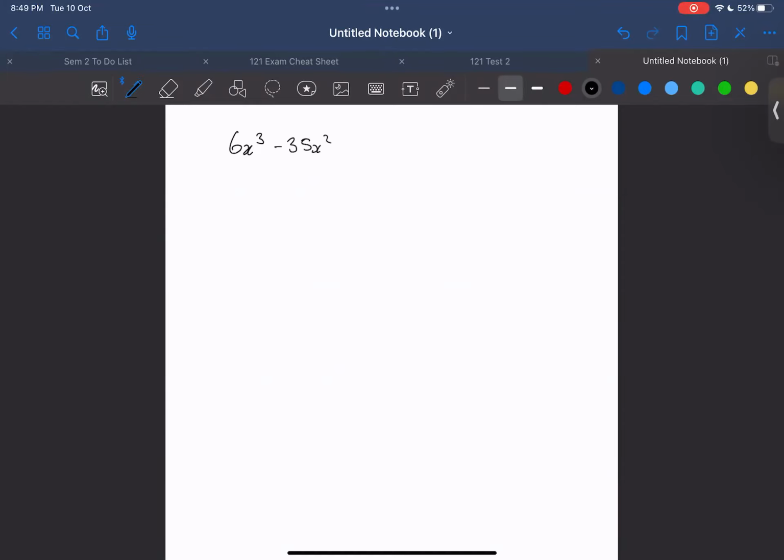Wait, what? 6x cubed minus 35x squared plus 47x minus 12. Okay, so imagine you get this cubic in an exam and you gotta factorize it.